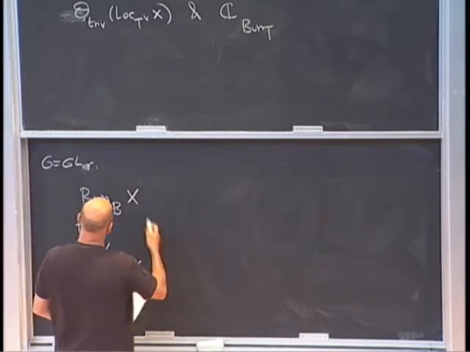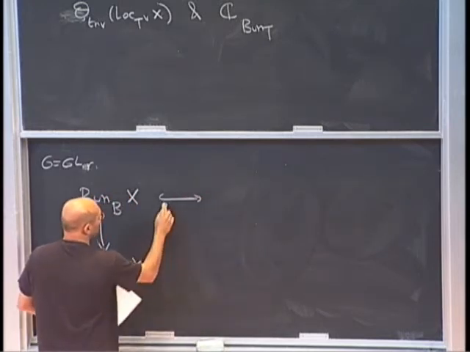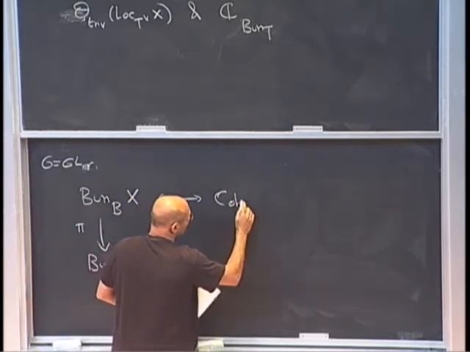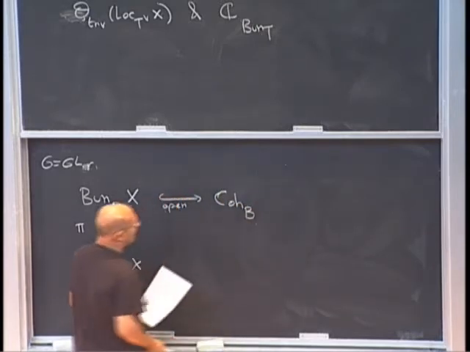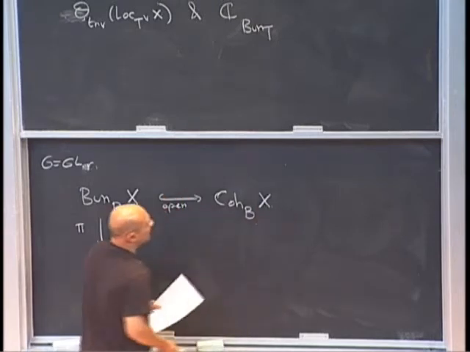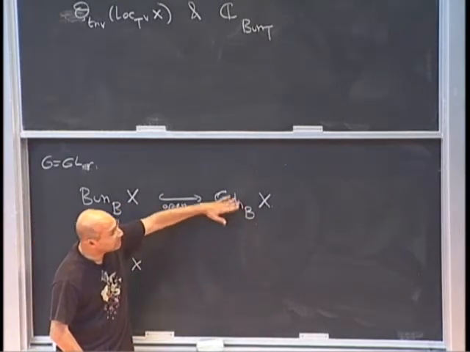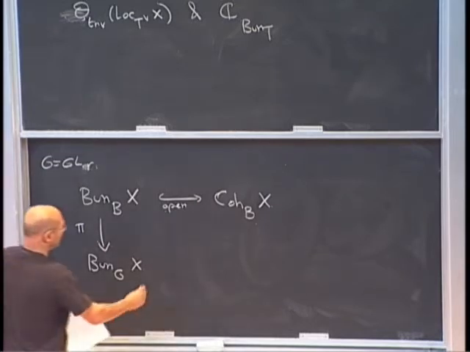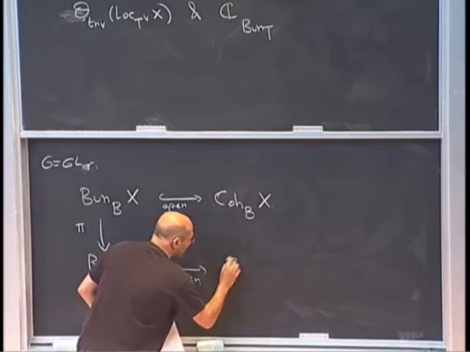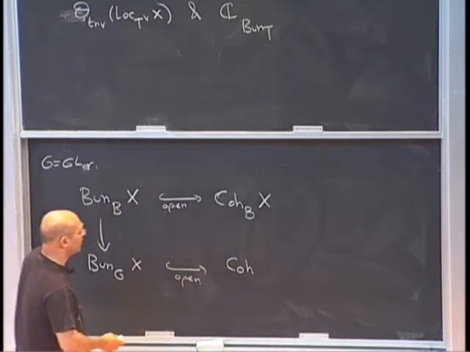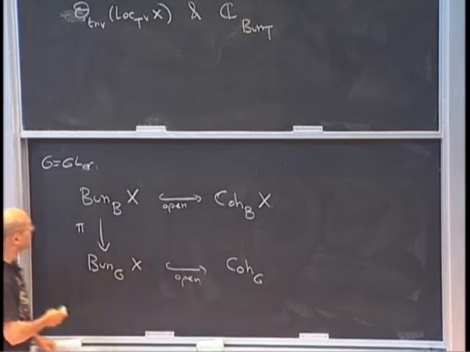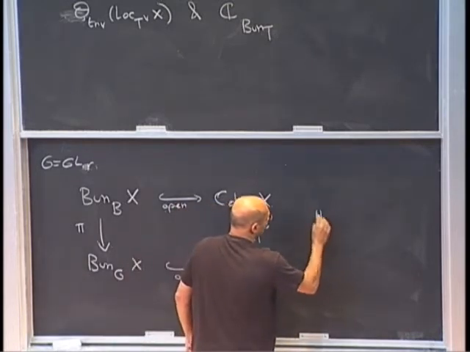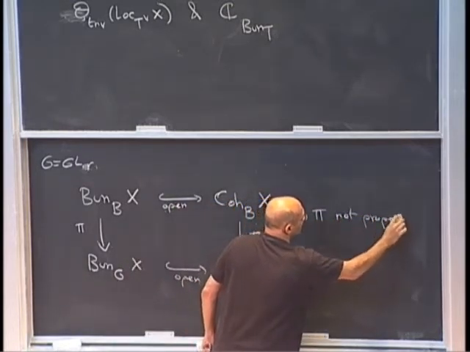But in the case of GL R, you can make things a bit easier by embedding this as an open substack in the stack of, let me write it like this, Coh B of X. And this is the stack of all coherent sheaves equipped with the filtration by coherent subsheaves. But these may degenerate at some point. And this is also an open substack in the stack of all coherent sheaves of rank R on X. And here you have this map, say, pi prime. And so pi is not proper, but pi prime is.